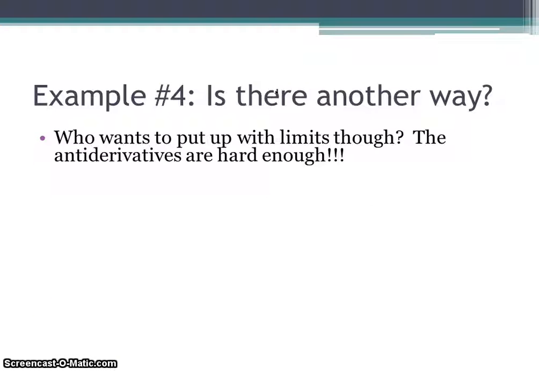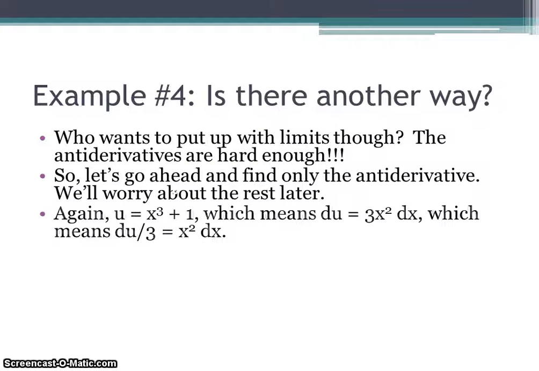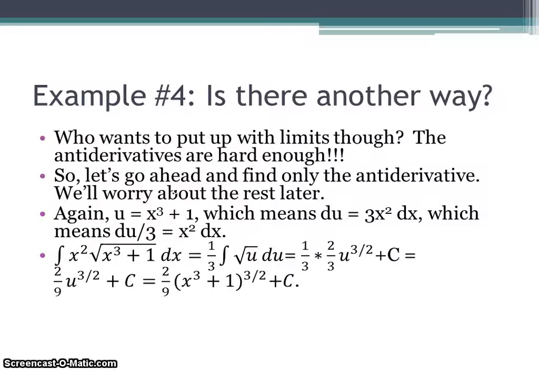So a second way that we could have done this is not even bothering with the limits until we're done finding the antiderivative. So what we would find here is an indefinite integral. With the same procedure, make u equal to x cubed plus 1. du would then be 3x squared dx, which would mean du over 3 is x squared dx. And when we go through and substitute, we don't worry about the limits at all on our integral. So when we do that, we get 1/3 times the integral of square root of u du. The antiderivative would be 2/9 u to the 3/2 plus c. And our antiderivative altogether would be 2/9 (x cubed plus 1) to the 3/2 plus c.